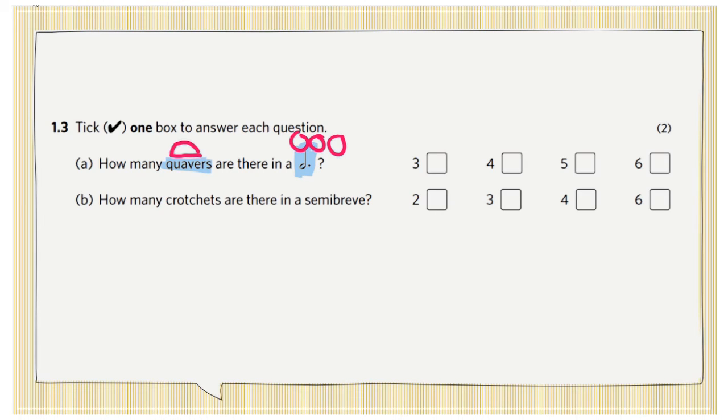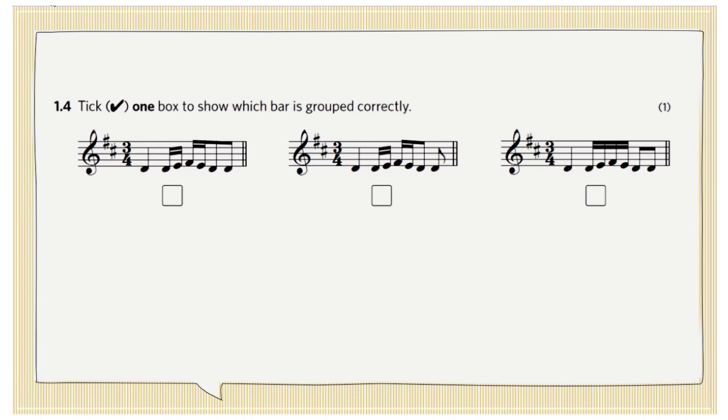Okay, question 1.3b. How many crotchets are there in a semibreve? So the keywords will be crotchets and semibreve. Okay, this is really easy. Please get the 2 marks. Keep the 2 marks in your pocket, okay? Go and work on these 2 questions, and let's move on when you're ready.